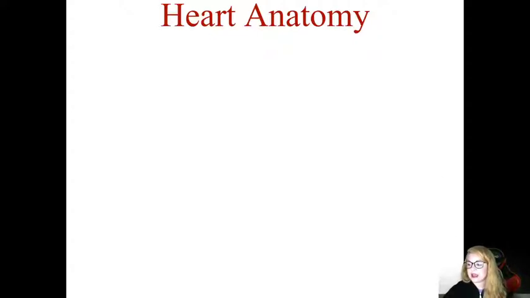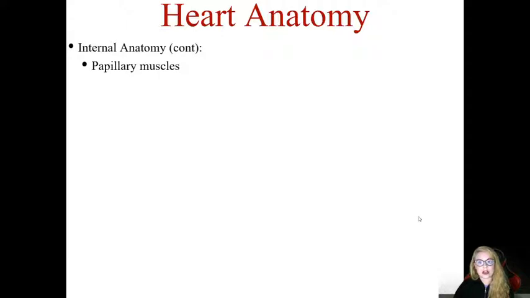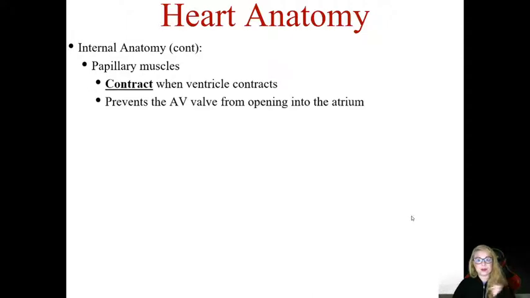All right. Continuing on, those same papillary muscles that we just said, they are going to contract when the ventricle contracts. Okay, so when that lower portion contracts, this prevents the AV valve from opening into the atrium. Okay, and so ultimately allowing the blood to flow up the pulmonary trunk, instead of going backwards into the right atrium.